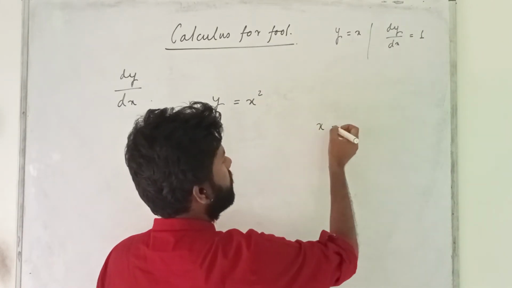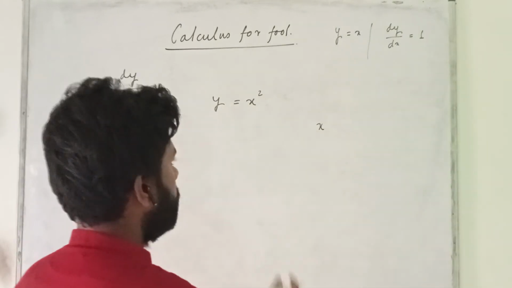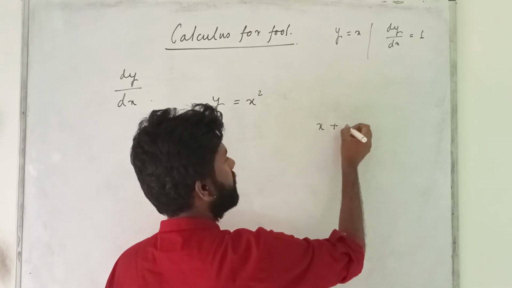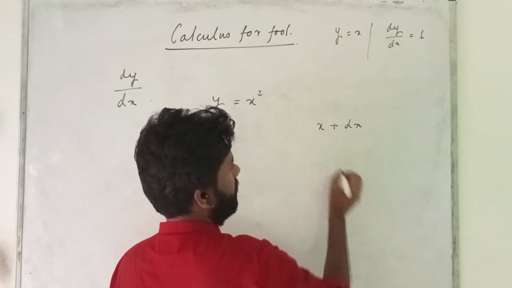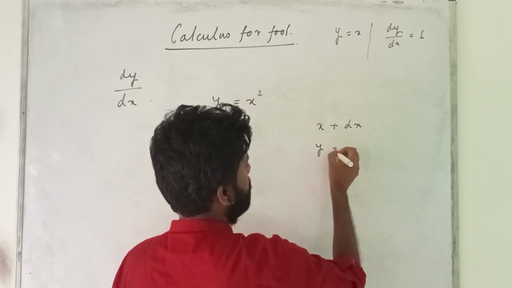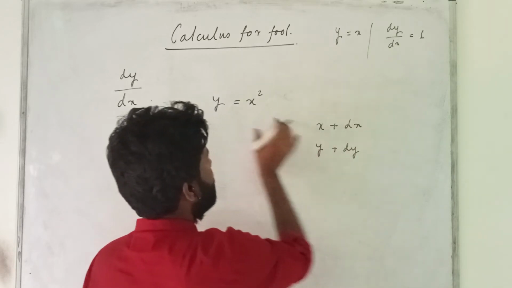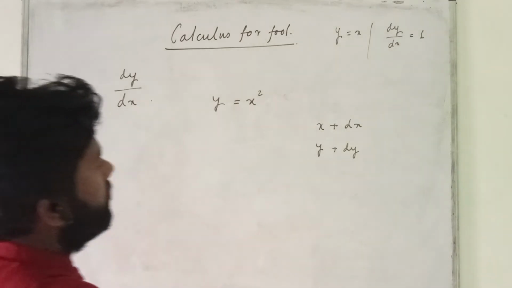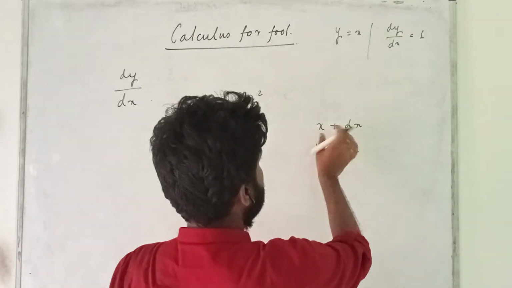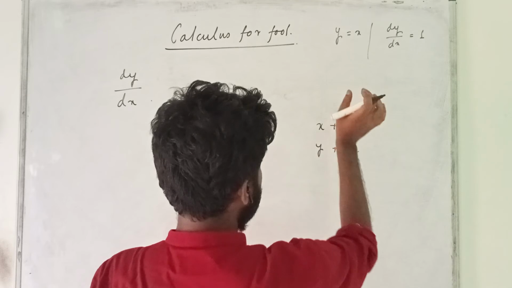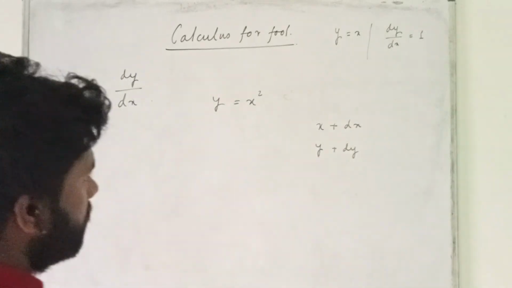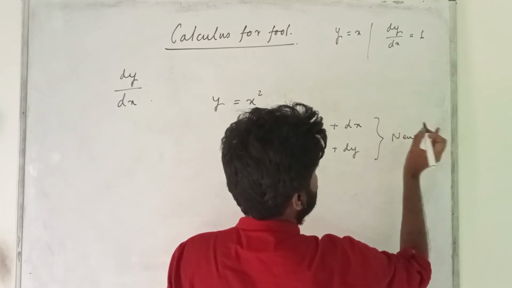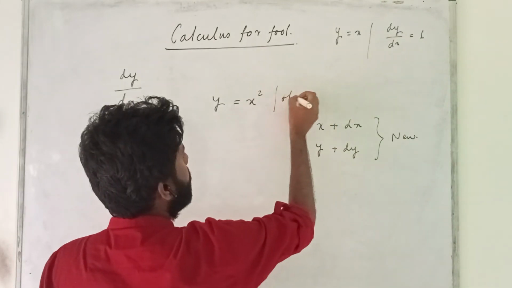If x is changed from x to x plus dx, the new y obviously becomes y plus dy, because it is a relationship, right? If x is changed, then y should be changed. If the new x is x plus dx, then the new y becomes y plus dy. So it is a new condition, and these are old.